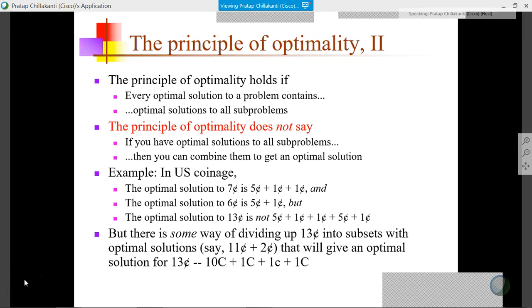Okay. And the reverse does not apply if you look at the above example. Just because there is an optimal solution for 7 cents and an optimal solution for 6 cents does not mean that by combining those two you get the optimal solution. So you cannot assume it the other way around, which is what the principle of optimality says. So the trick is to find those optimal solutions in dynamic programming.